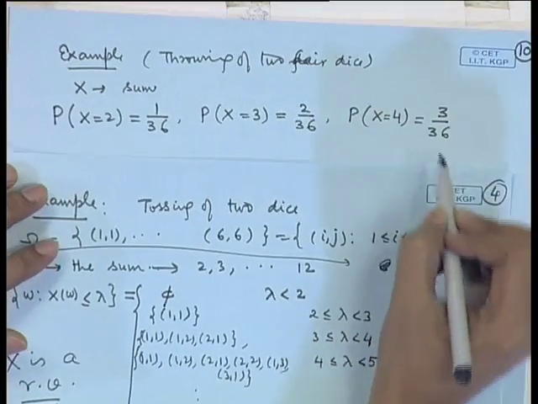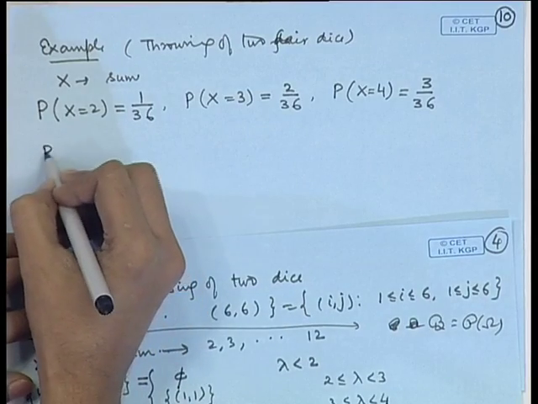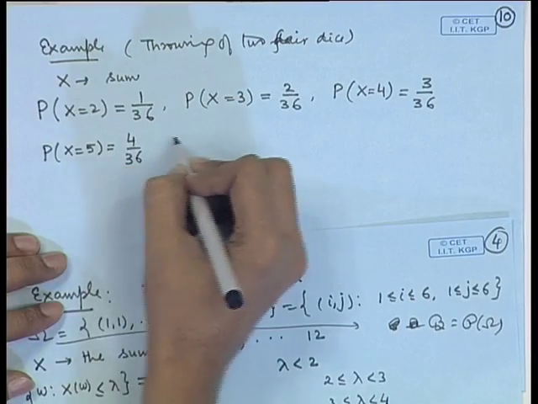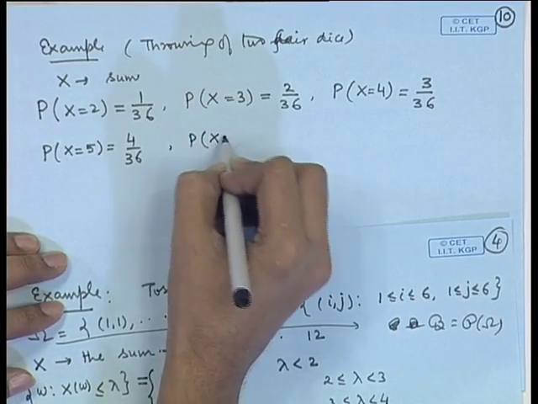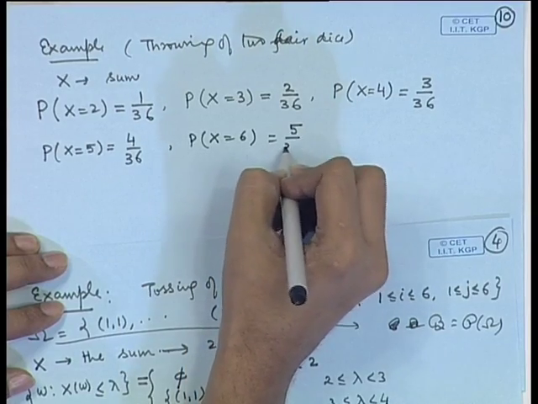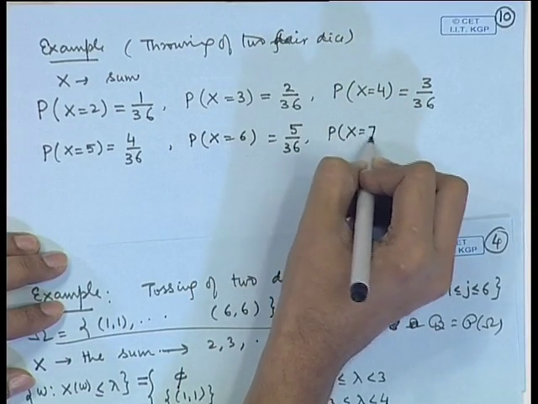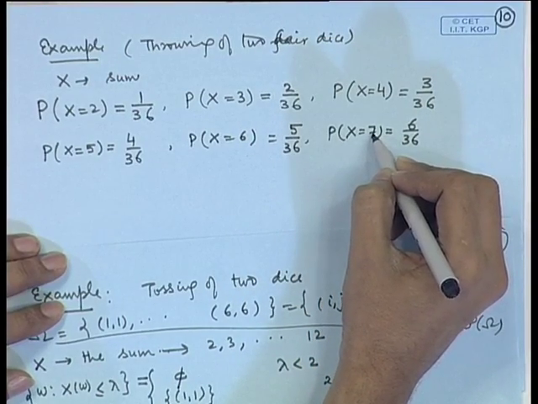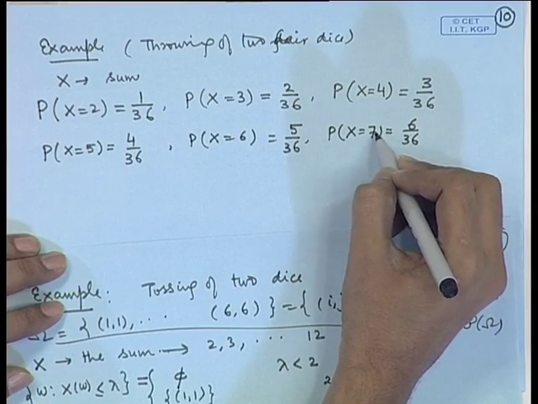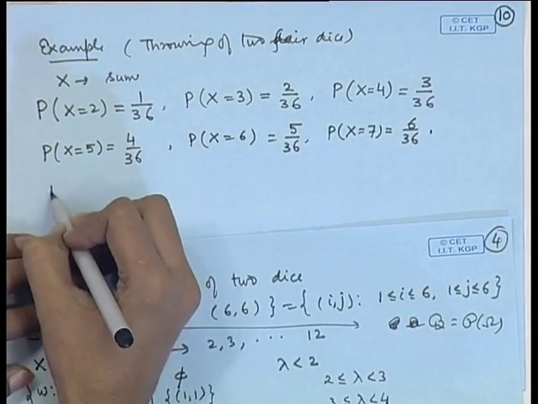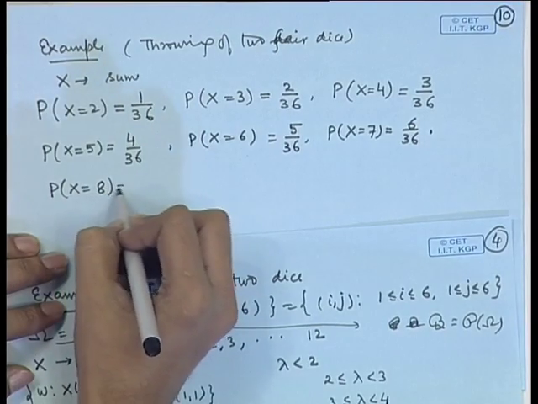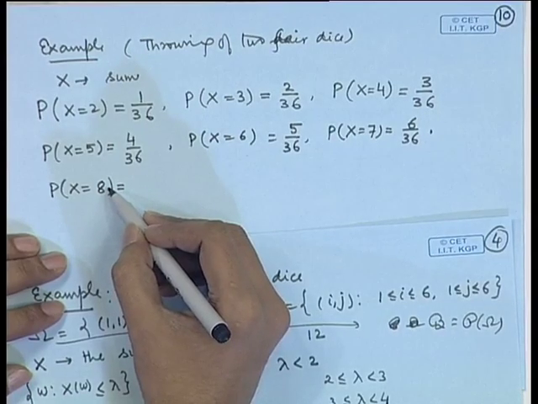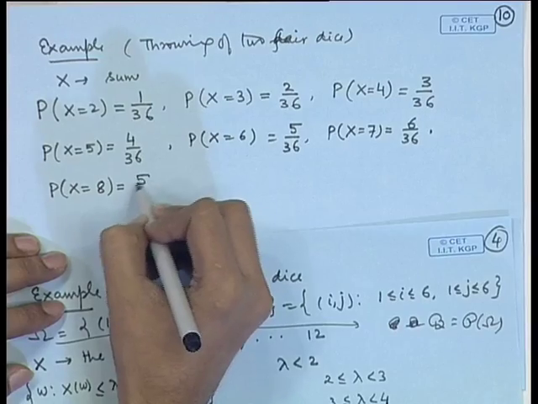So, in this fashion we can write down the probability of X equal to 5 as 4 by 36. The outcomes will be (1,4), (4,1), (2,3), (3,2). Probability X equal to 6 is equal to 5 by 36. Probability X equal to 7 will be equal to 6 by 36. The favorable outcomes will be (1,6), (6,1), (2,5), (5,2), (3,4) and (4,3). Then probability X equal to 8 will have favorable outcomes (2,6), (6,2), (3,5), (5,3) and (4,4), that is 5 by 36.